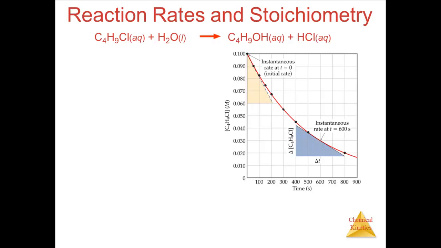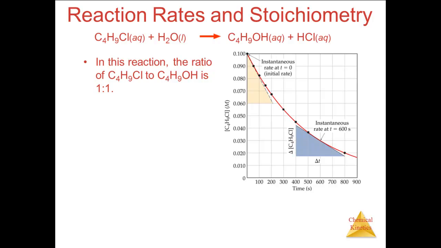If we look at the reaction and can measure the change in concentration for the production of butyl alcohol, the product C4H9OH, and compare it with the change of concentration for the disappearance of butyl chloride over the same time period, we find that the change in concentration of C4H9OH and the change in concentration of C4H9Cl have the same magnitude.